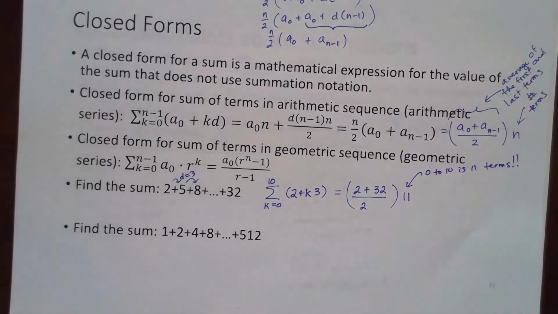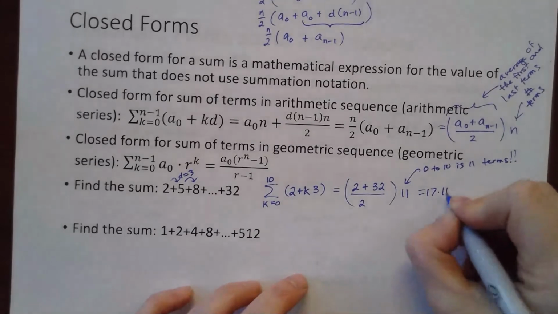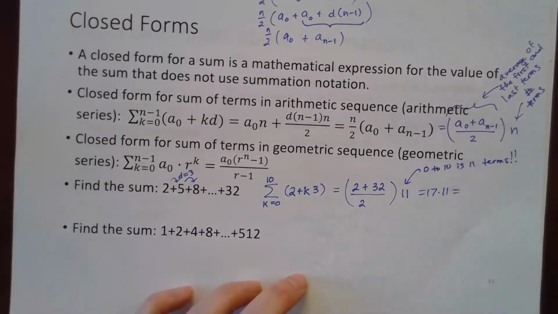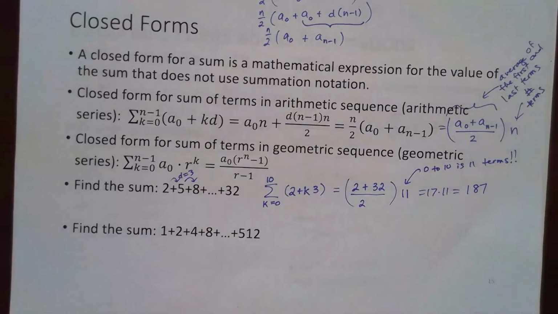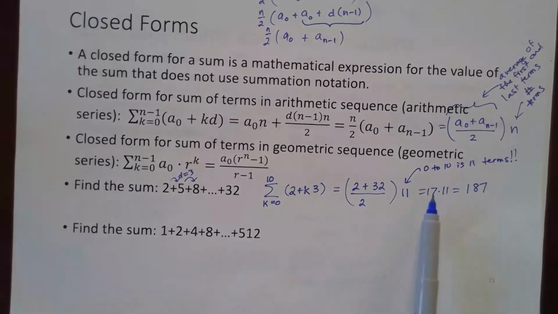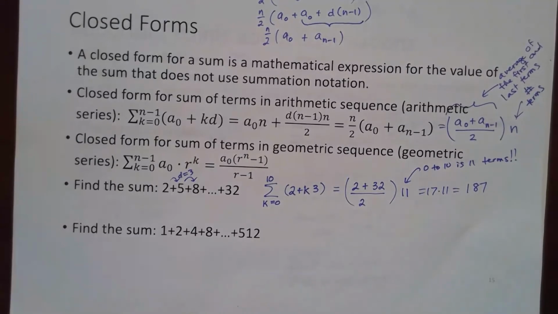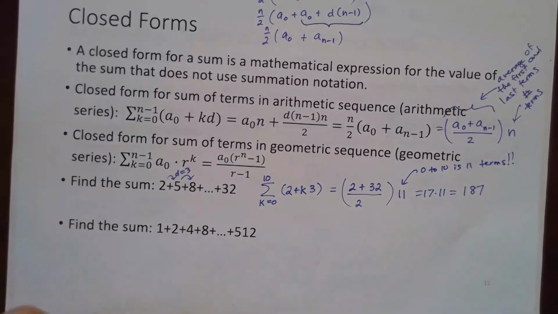All right, so let's see. 2 plus 32 is 34, divided by 2 is 17. 17 times 11. I always tell my students, add and squish. That's 187. Whenever you multiply by 11, you just add the two numbers and squish it in between. That's how you multiply by 11. So multiplying by 11 is easy.